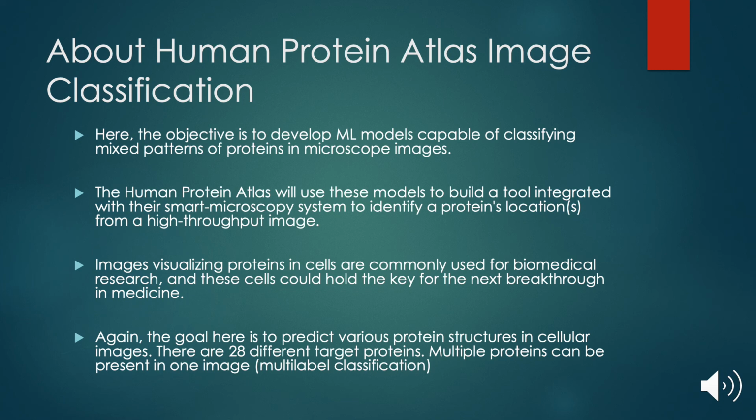Therefore, the need is greater than ever for automating biomedical image analysis to accelerate the understanding of human cells and disease. Again, the goal here is to predict various protein structures in cellular images. There are 28 different target proteins. Multiple proteins can be present in one image.